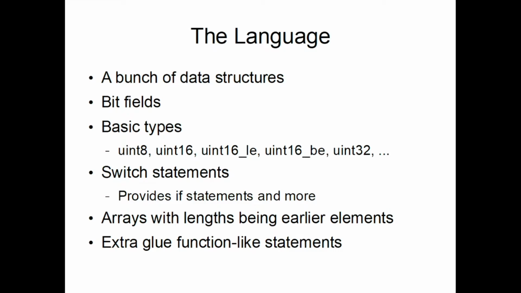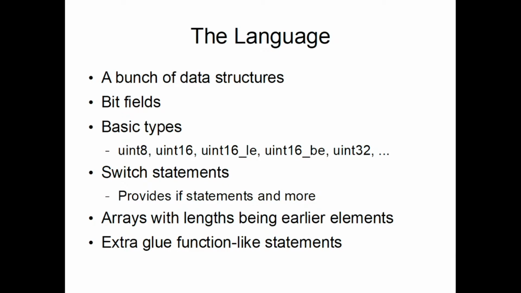So going further on the language, what you describe is a bunch of data structures, and those data structures contain bit fields. They might contain some of these basic types like uint8, uint16, uint16 under little endian. And so I went with this approach, where you simply append under little endian or under big endian on the data type where that matters. So things like uint8, it doesn't matter at all, of course. And there are some others.